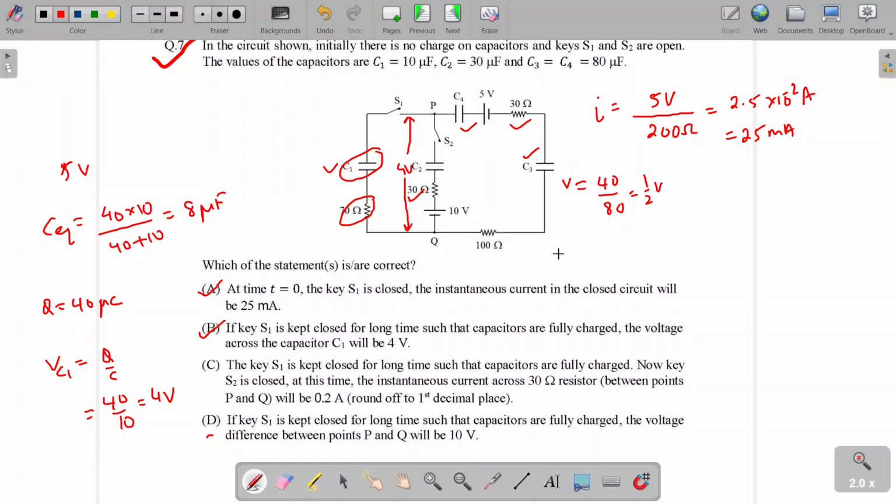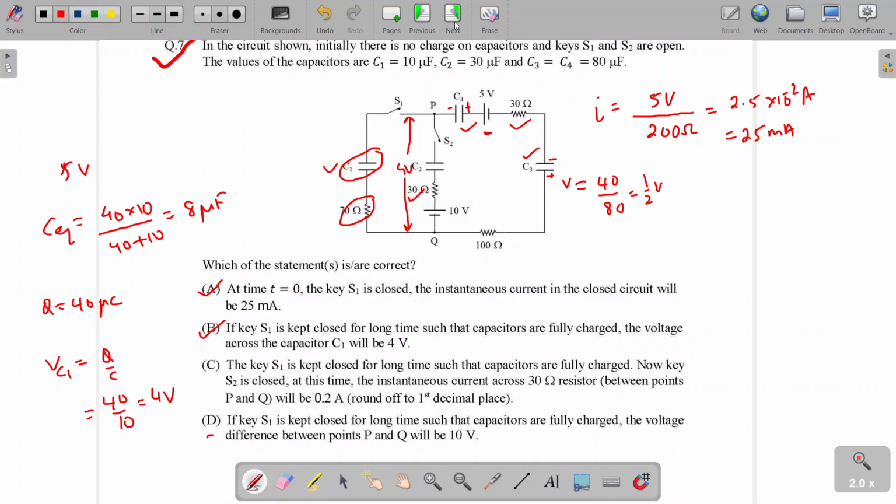So for the battery, which plate now will have a positive potential? This plate will have a positive potential and this plate will have a negative potential. Similarly here as well, this plate will have a positive potential and this plate will have a negative potential. So they will reduce the potential difference of this 5 volt battery by 1 volt. So effectively this battery would become 5 minus 1, that is 4 volts.